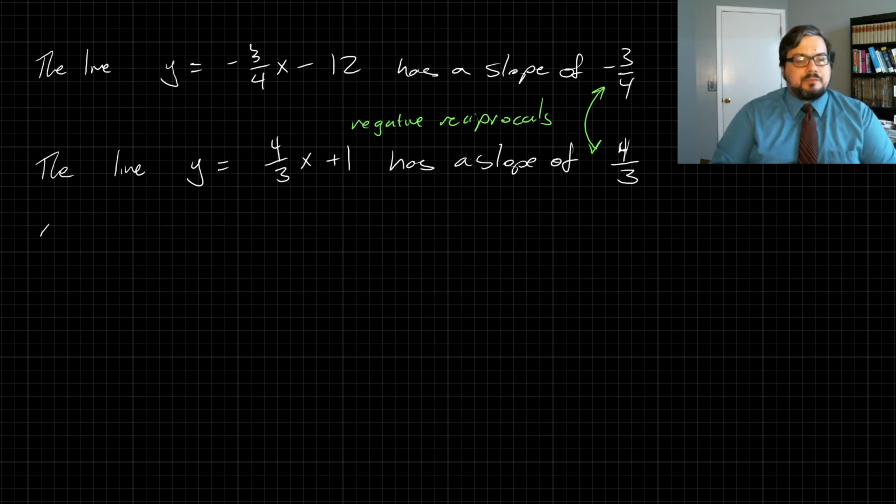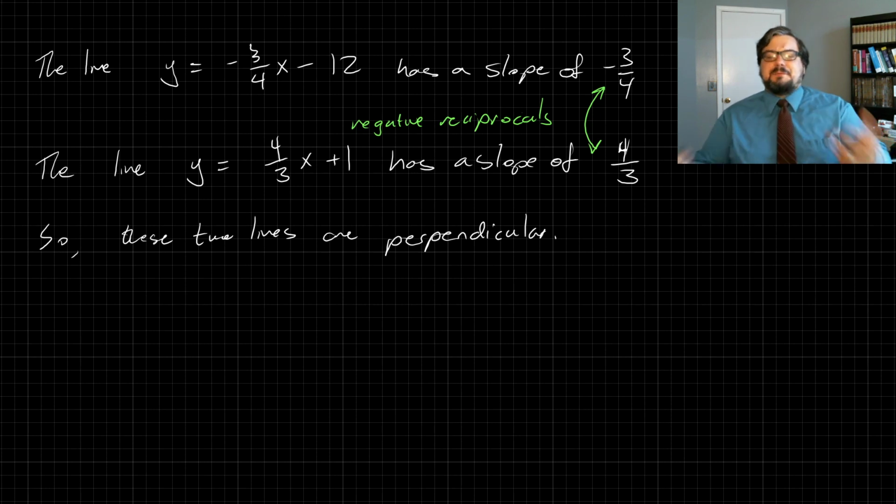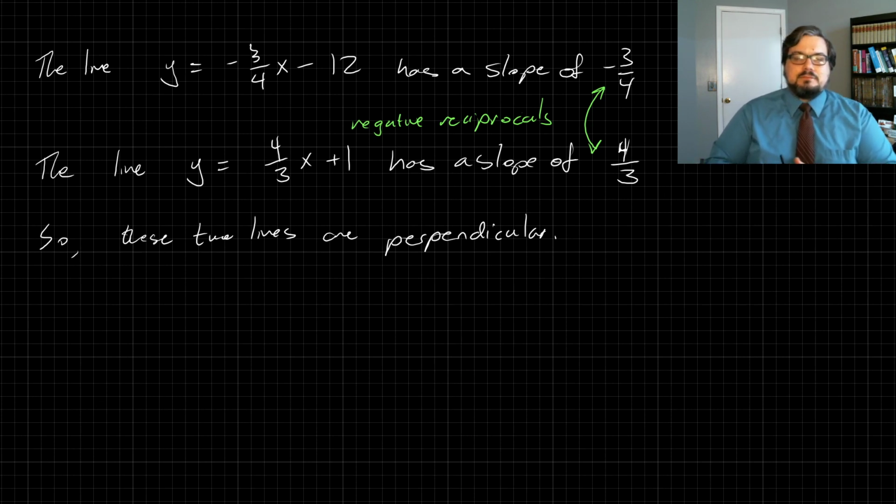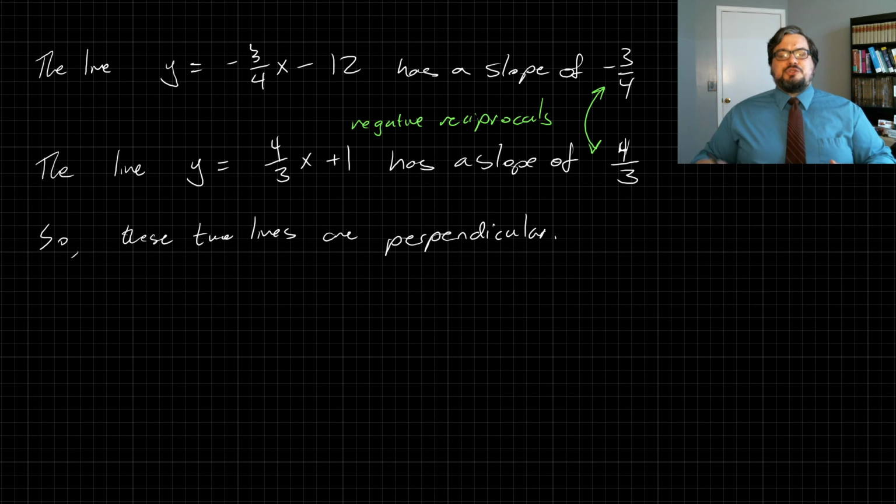And therefore, these two lines are perpendicular. Or to be more precise, the lines defined by these equations are perpendicular to one another. We are going to return to the question of perpendicular and parallel lines in the next section, where we start looking at actually describing the equations of lines given their points or properties, such as being parallel or perpendicular to something else.